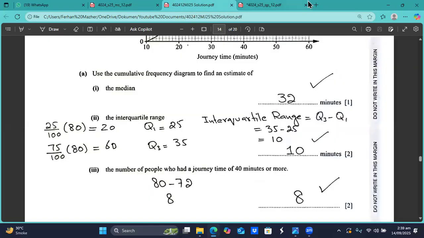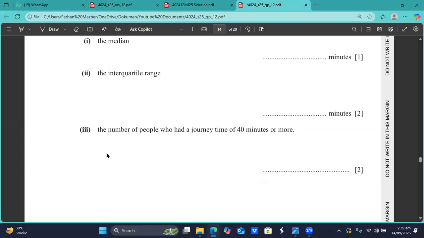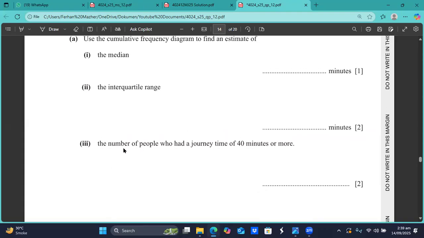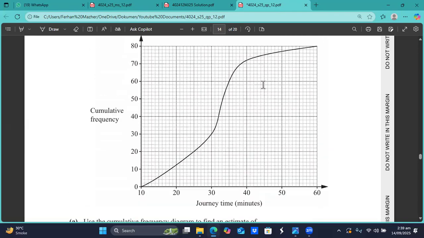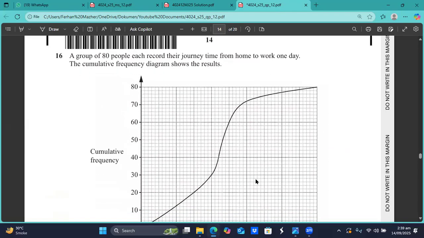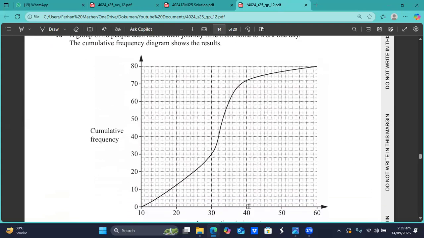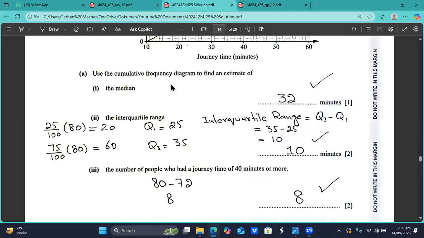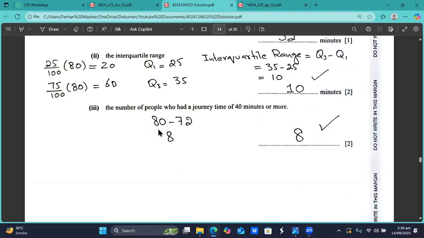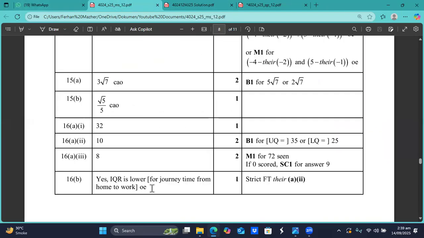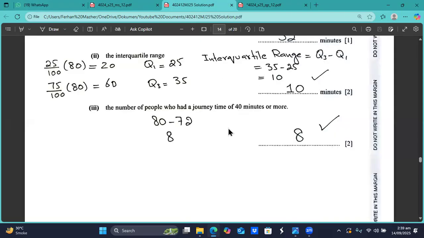Okay. Then they ask for the number of people who had a journey time of 40 minutes or more. Okay, 40 minutes or more. So the method is very simple. From 40 minutes, go to the graph, check what the value is here, and then check how many people are above this. So this is the method. So 80 minus 72, there are 8 people.